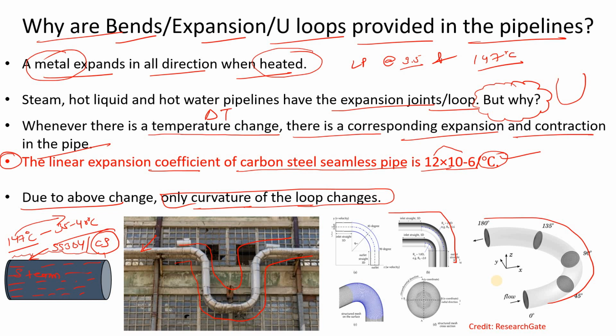Now I hope you understood a little bit about the expansion, right? Now let's assume this is one scenario: when the temperature increases in a pipeline, what happens, right? First of all, when the temperature changes, there will be expansion and contraction in a pipeline. Okay, and because of that expansion and contraction, the curvature of the loop will change, right? Okay, fine.